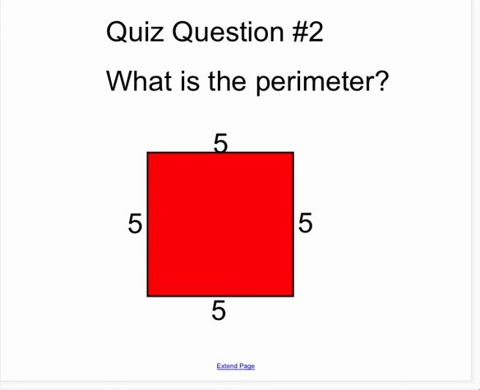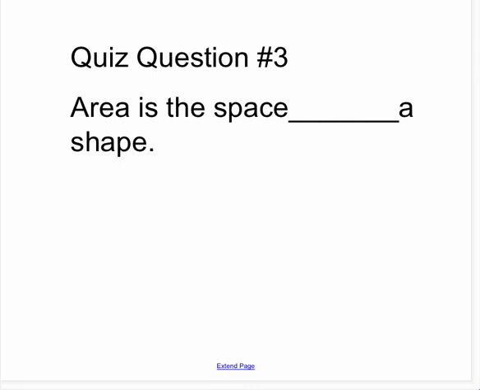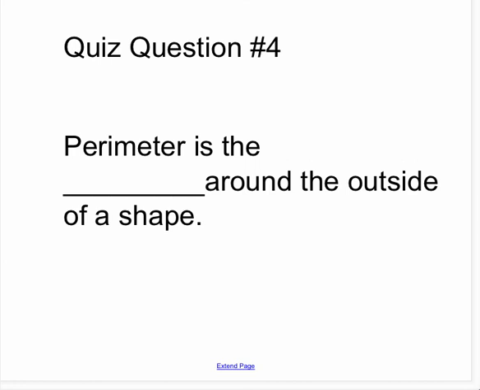Quiz question number 2. What is the perimeter of the shape that you are looking at? Again, we will say that the units are centimeters. Quiz question 3. Area is the space blank a shape. What you need to do is write down the word that would fit in this blank. Area is the space something a shape. If you forgot, go back to the earlier part of the video and look that up.